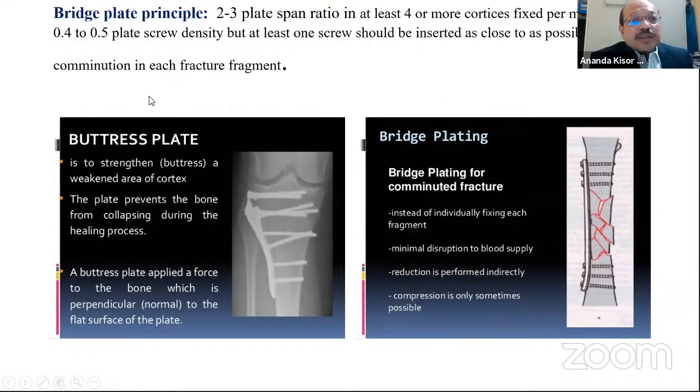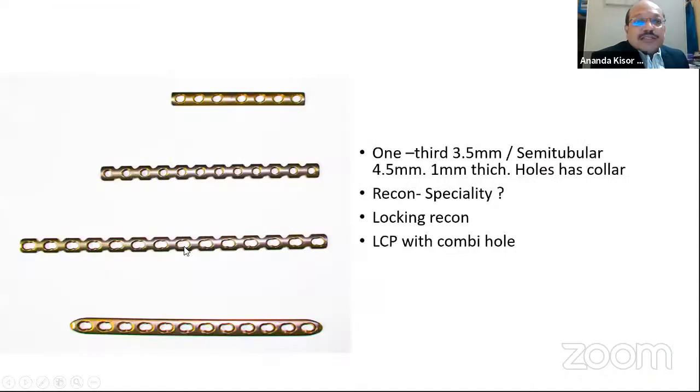And this is the buttress plate. What is the buttress plate? Basically, buttressing is preventing the collapse of the roof. So the plate should be placed at 90 degrees to the deforming force. That prevents the plate from collapsing through the healing process. So this is basically buttressing.